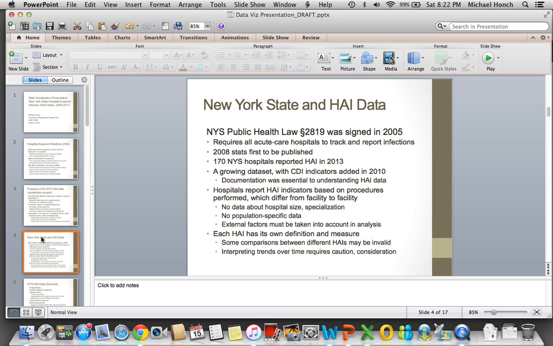Now we need to keep a few things in mind. The hospitals report indicators based on the procedures they perform, which do differ from facility to facility. But this doesn't come with any data about hospital size, no population-specific information. So external factors, as I mentioned, do need to be taken into account. Also, each HAI has its own definition and measure, which make comparisons and interpretations difficult, at the very least requiring some caution.